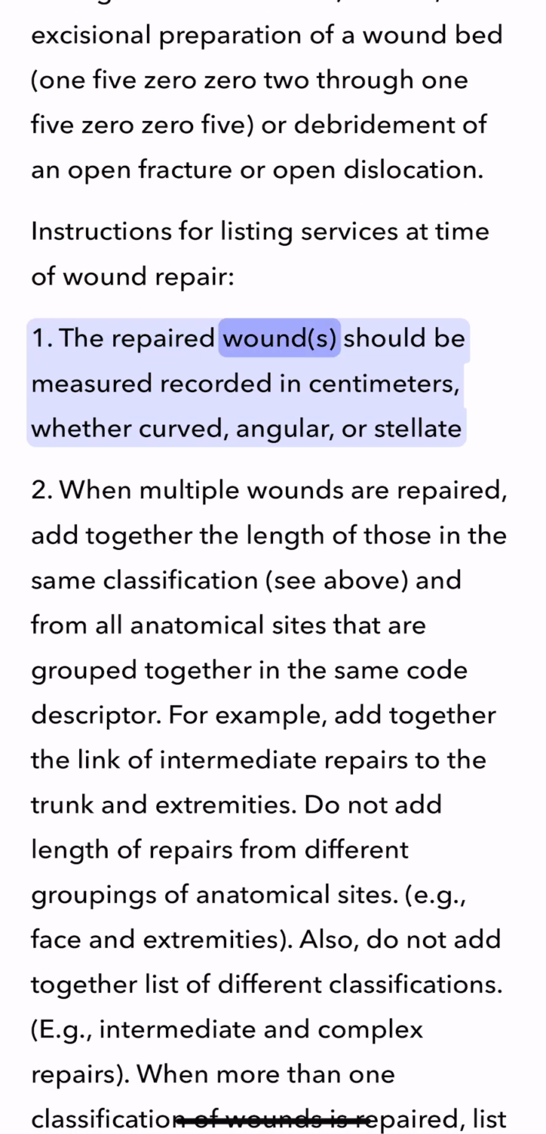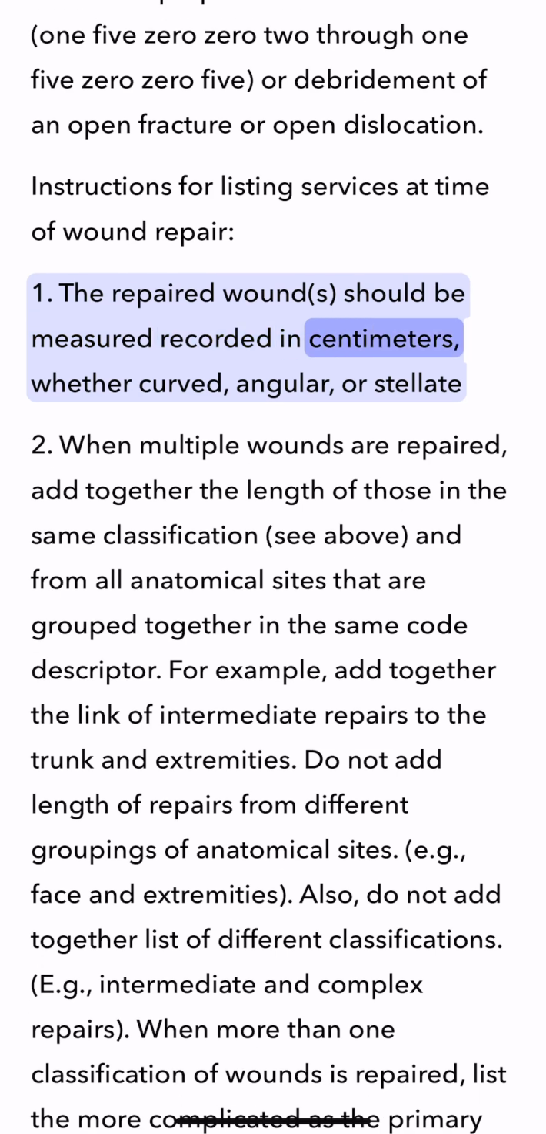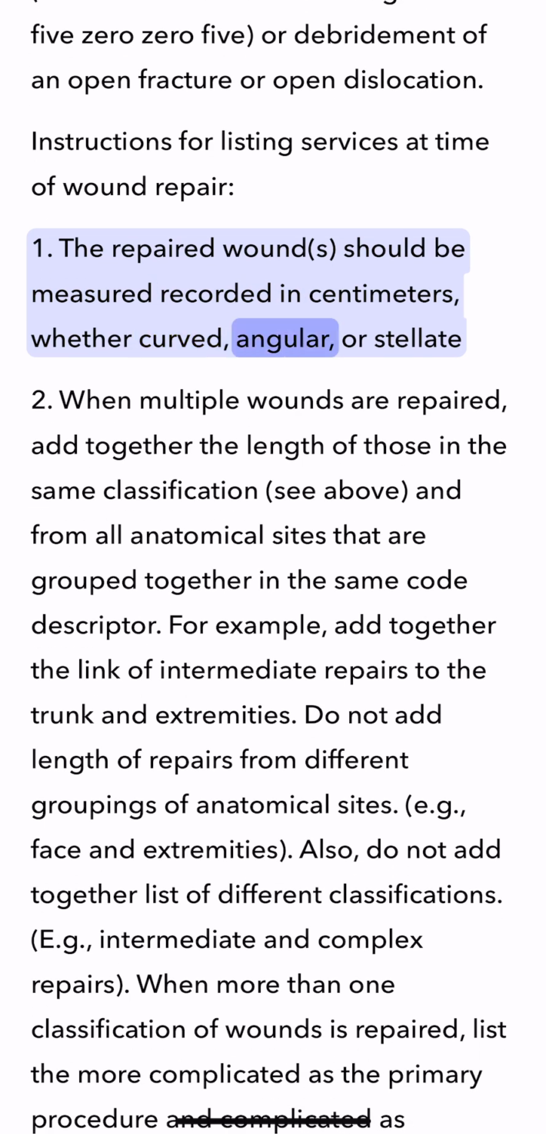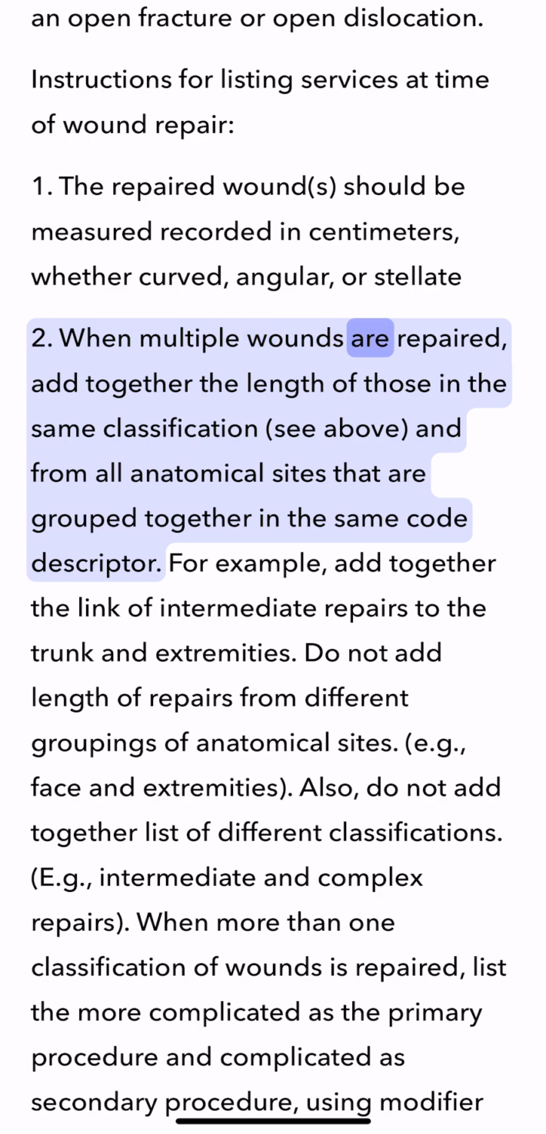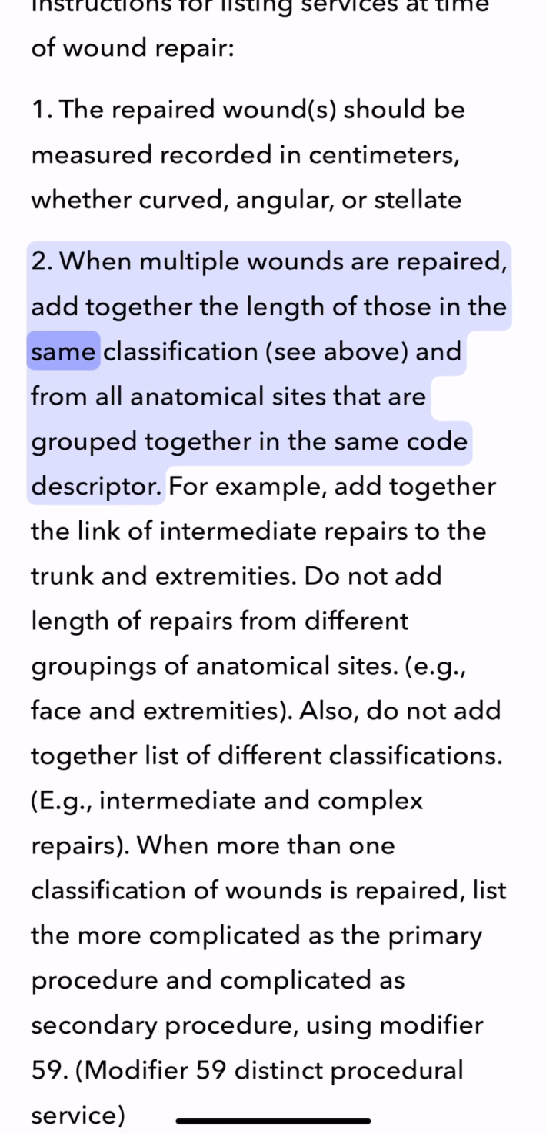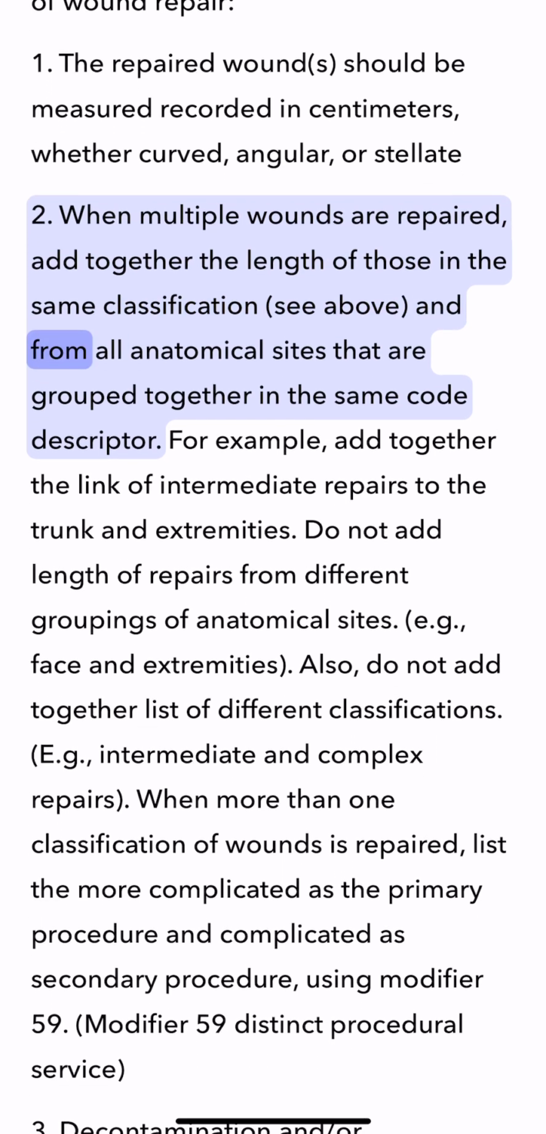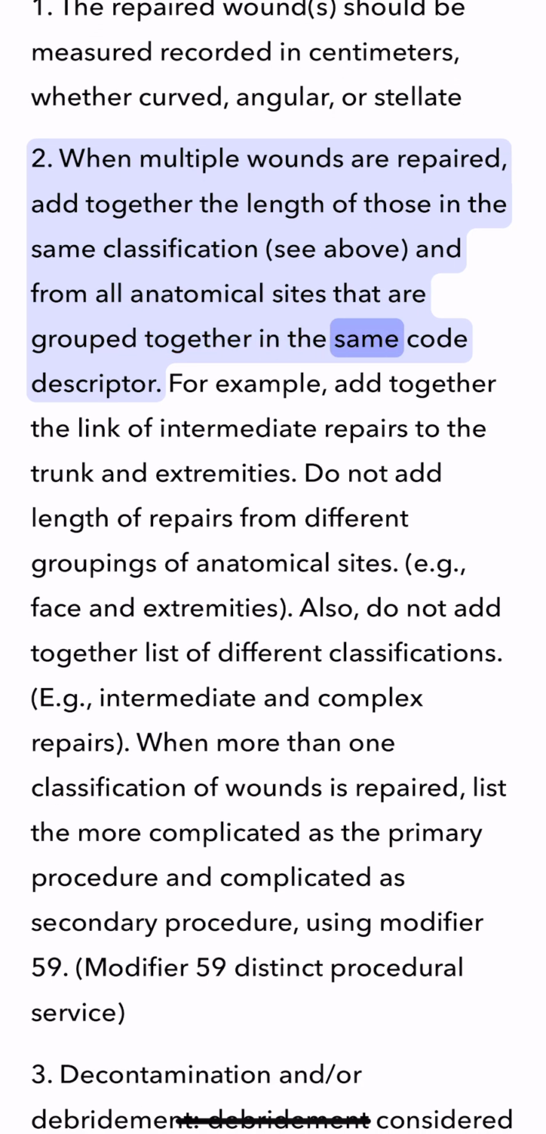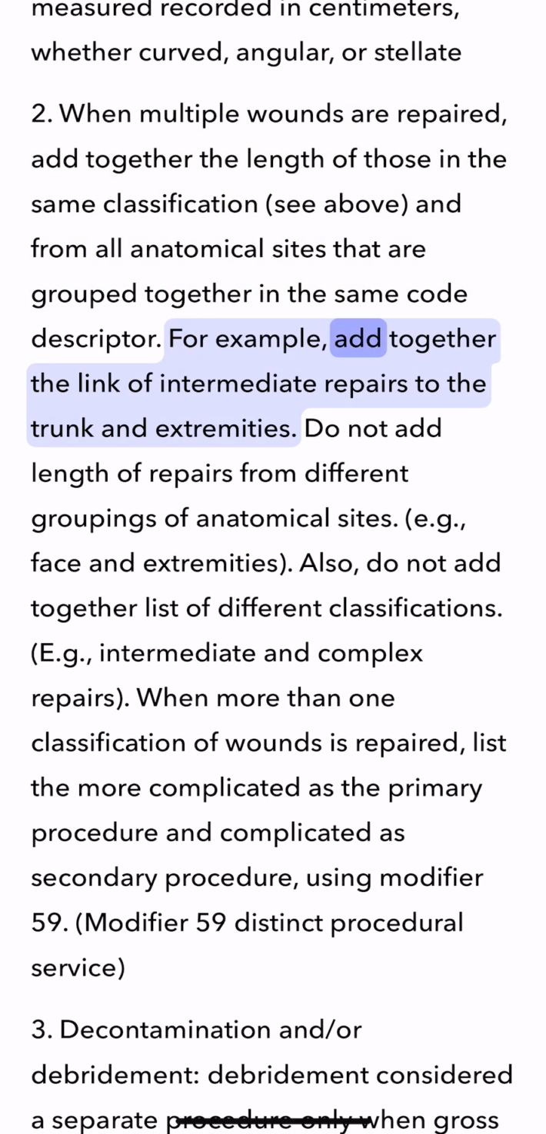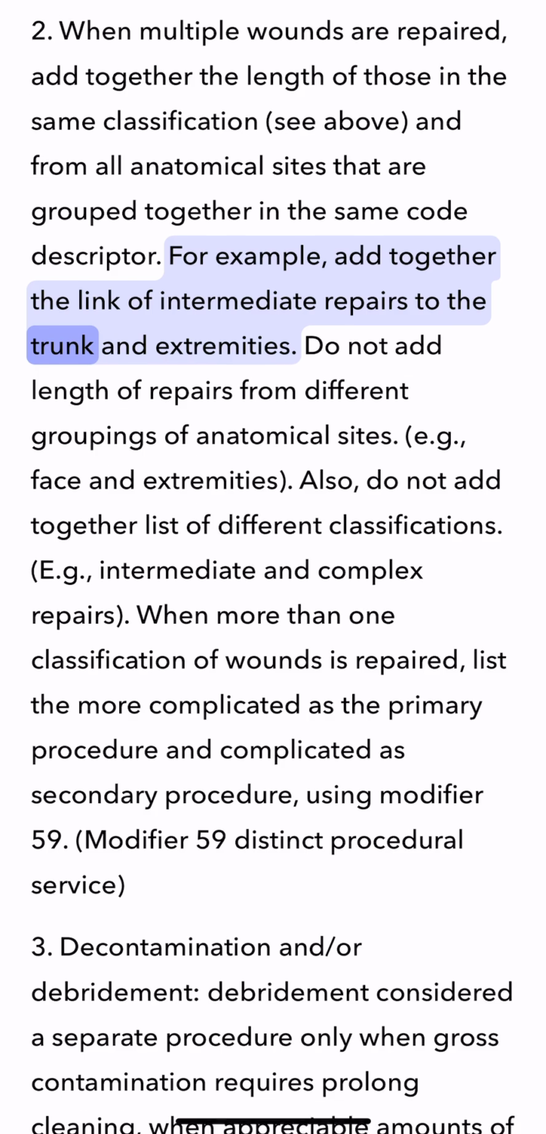1. The repaired wound should be measured and recorded in centimeters, whether curved, angular, or stellate. 2. When multiple wounds are repaired, add together the length of those in the same classification, see above, and from all anatomical sites that are grouped together in the same code descriptor. For example, add together the length of intermediate repairs to the trunk and extremities.